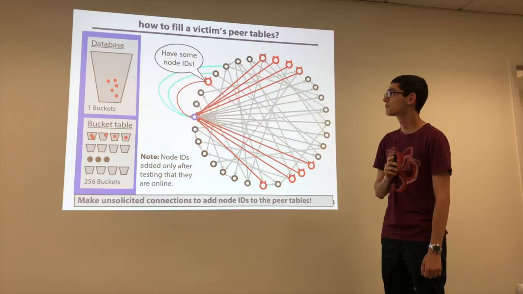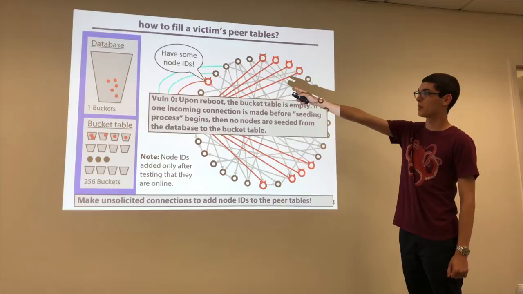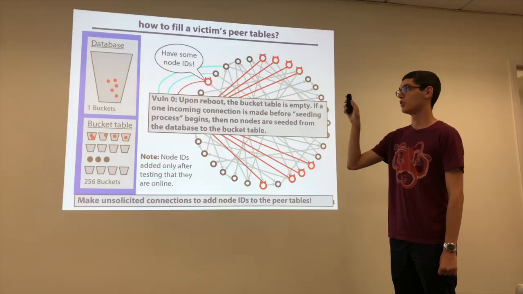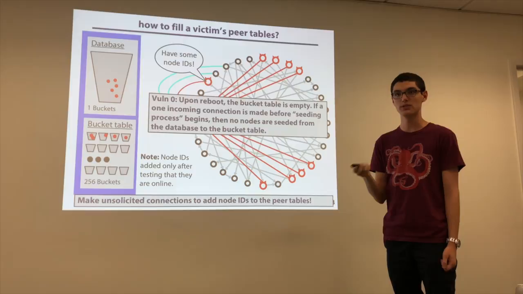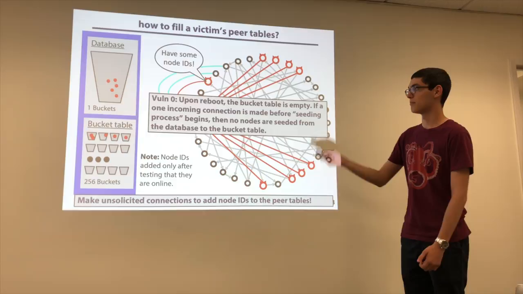All right, the first vulnerability, very interesting. Upon reboot, what would happen in Ethereum is that, well, we know the bucket table is empty, but if one of these incoming connections from the attacker gets in, this seeding process is skipped. So what is the seeding process? At the beginning of the Ethereum node, your bucket table is empty. So you look at your persistent database, and you pick 30 random seed nodes, and you add them to the bucket table. And it's going to be hard for the attacker to control the database. So this vulnerability actually makes it really easy, because you just have to make one connection.